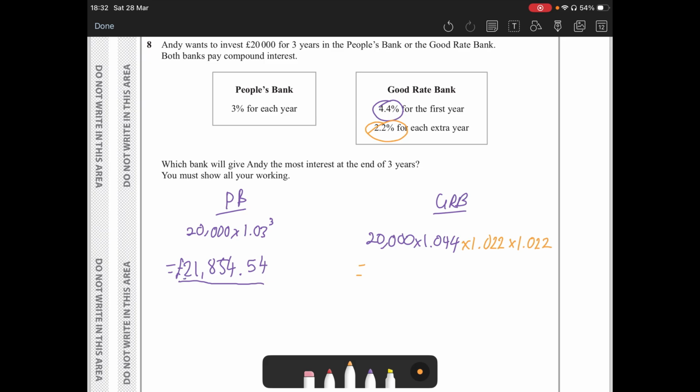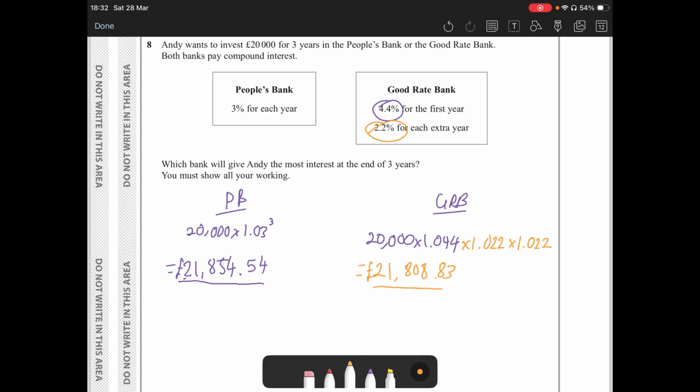So you can write it as I've done, or you could have written 1.022 squared. But either way, effort-wise, they're comparable, aren't they? So probably the power will be slightly quicker, but you're not losing marks, are you really? So if you go for GRB, Good Rate Bank, you would get £21,808.83. I'm going to round up to 83 pence.